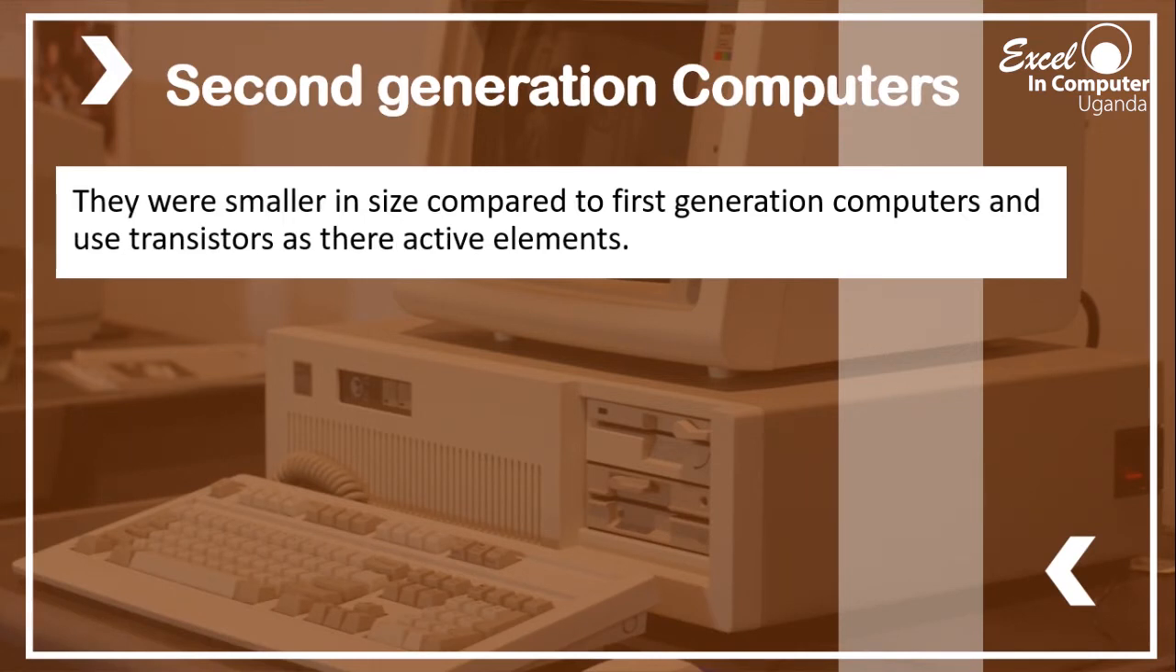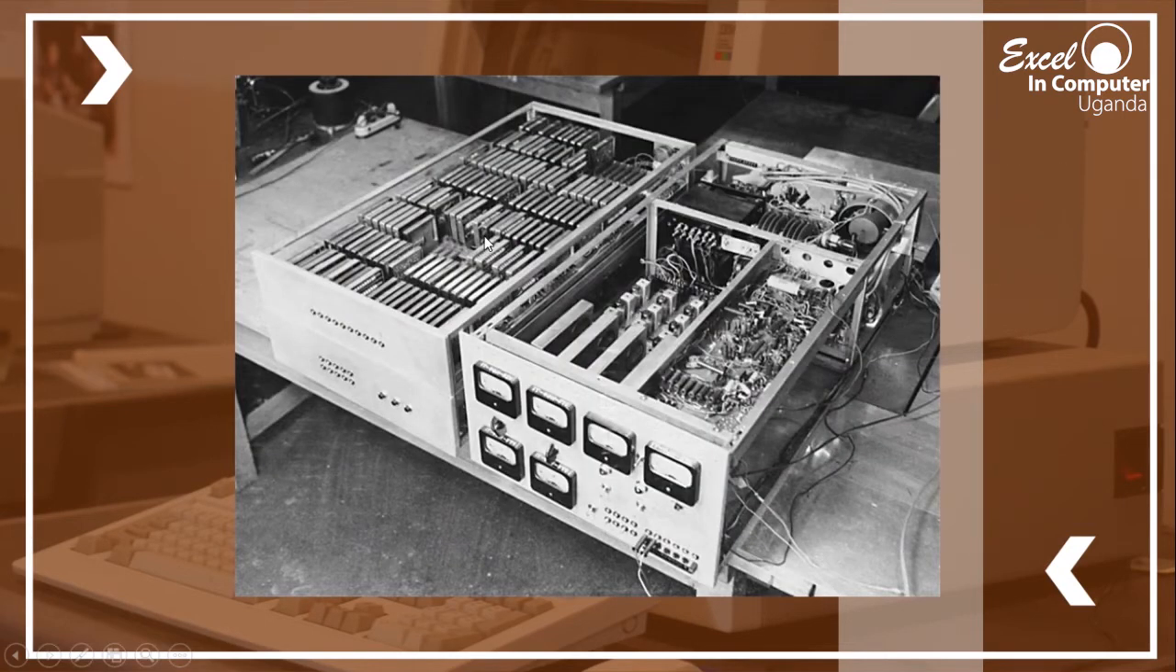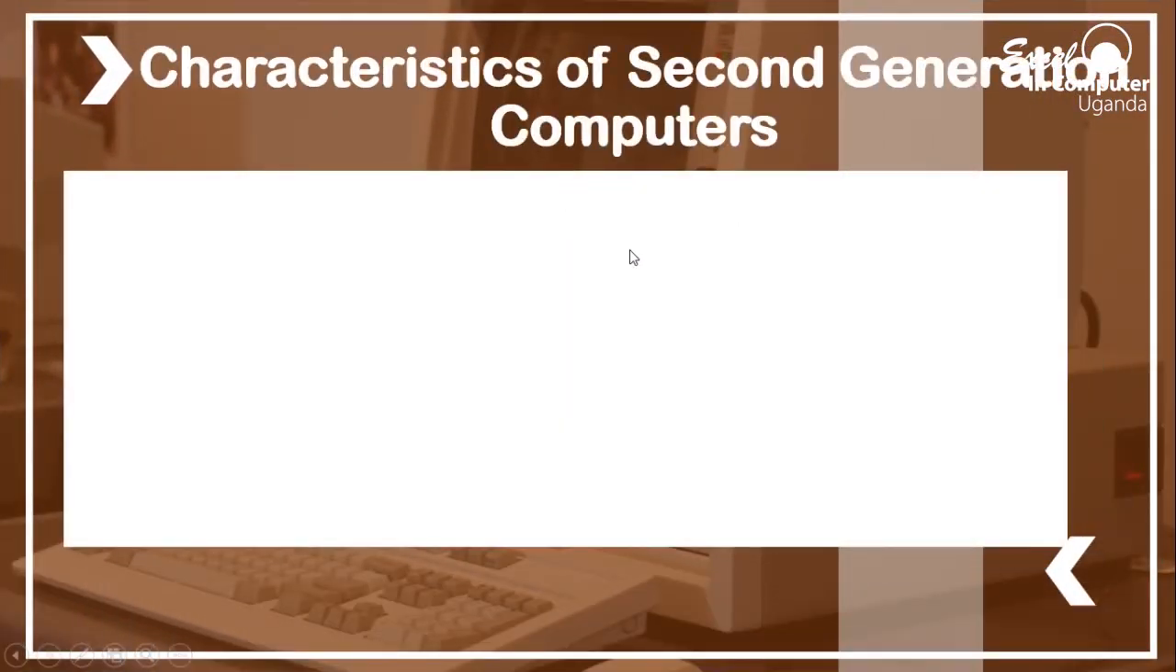The second generation computers were smaller in size compared to the first generation computers and used transistors as their active elements. So these ones, they changed in their active elements, the technology changed and they put transistors, which were a little bit smaller. So this is how a second generation computer looks like. So compare this to the first generation computer. The first generation computer was occupying a full room, but we are having our second generation computer just a piece of wood here. So we are going to look at the characteristics of second generation computers.